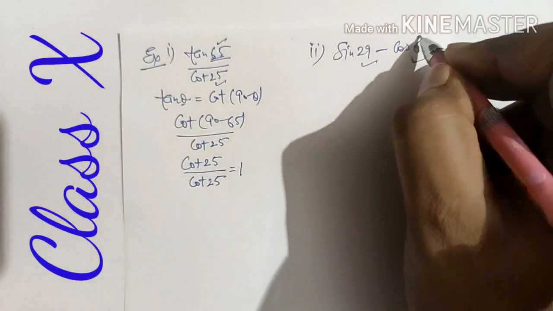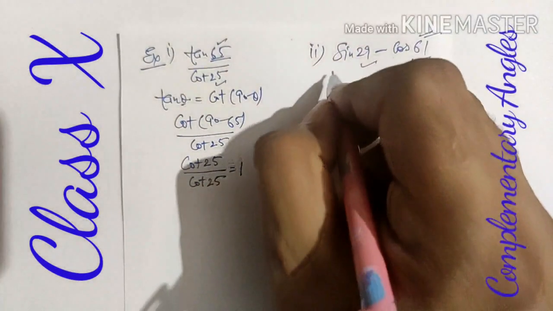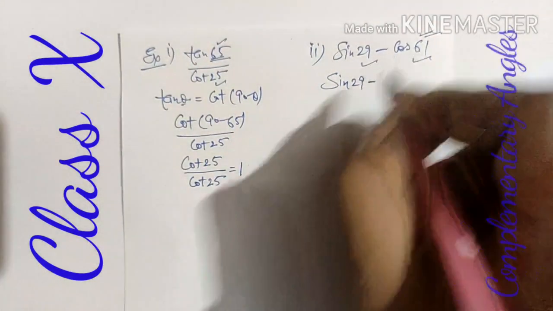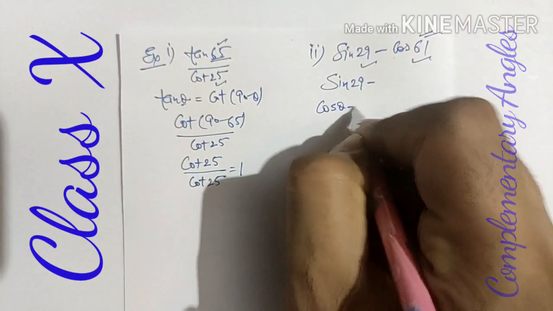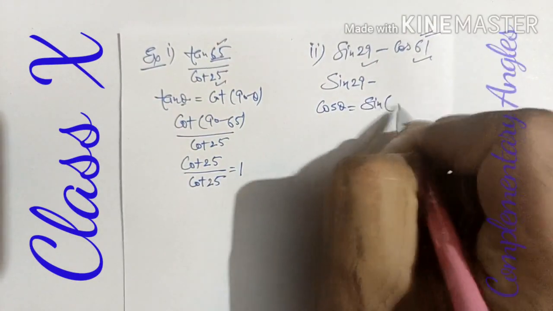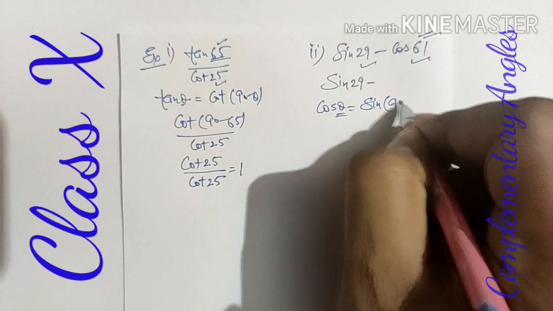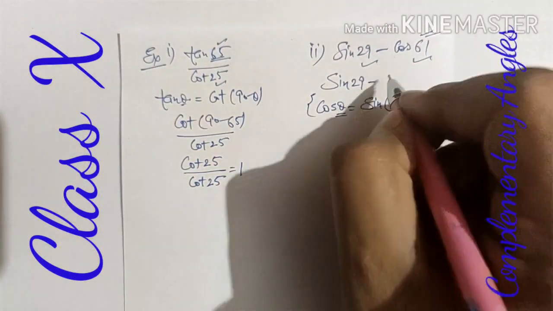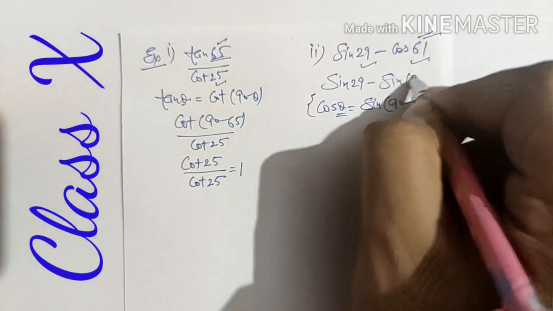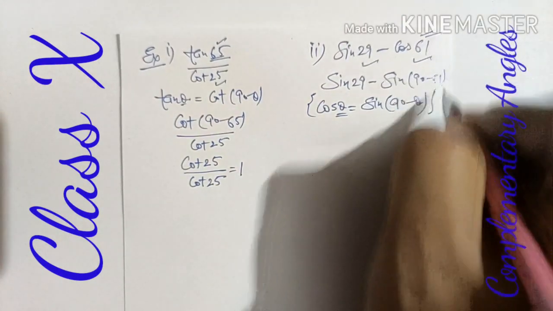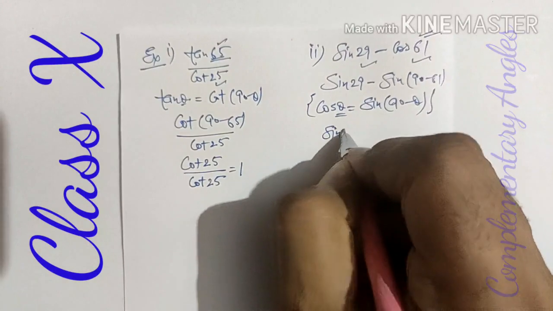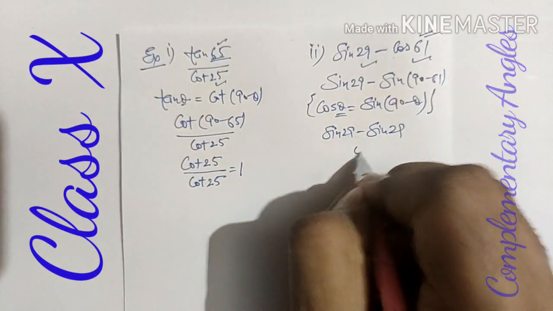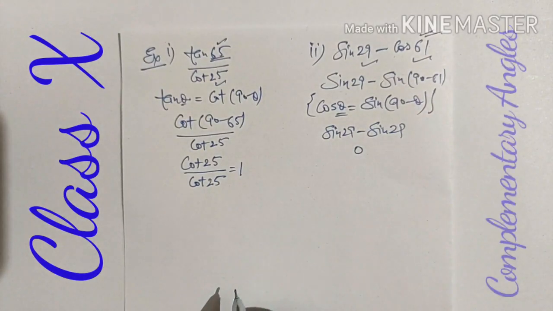On the other side, again we are choosing the bigger angle. There is no restriction, we can choose anyone. Cos theta. Cos is paired with sine. If one angle is theta, the other is the complementary of it. So we are going to change cos, convert it into sine 90 minus 61. Means sine 29 minus sine 29. They are the same, so the difference becomes 0.